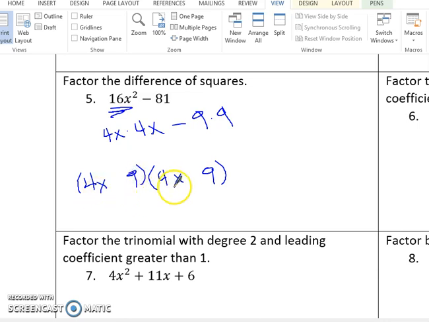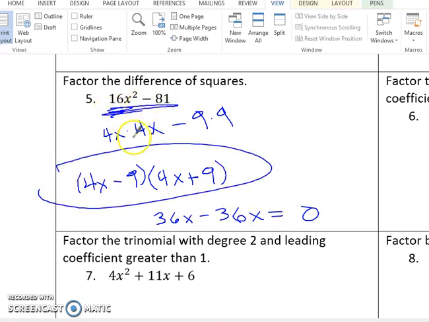So we have a 4x times 4x giving us a 16x squared. 9 times 9 giving us an 81. We need one of these to be minus, one of these needs to be a plus. I have no middle term here. The outer 2 is a 36x, and the inner 2 is a minus 36x. They cancel off, and that's why we have no middle term with the difference of squares here. So this is a factored form.